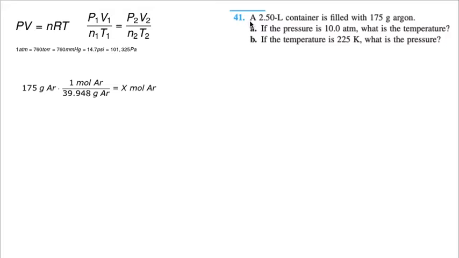41. If a 2.5 liter container is filled with 175 grams of argon, and now we have two conditions. So notice the volume is given, and then the grams of argon. And you should immediately note that we can convert the grams of argon using the molar mass of argon to moles of argon. If we have volume of argon, we have the moles, and we have the pressure, we can easily solve for the temperature using our ideal gas law equation.